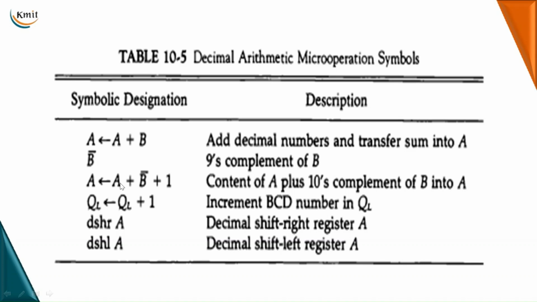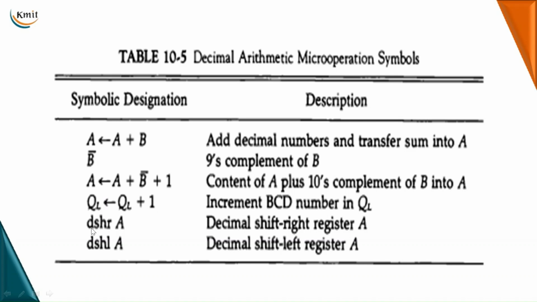So this micro operation performs an addition of the contents of the A register to the tens complement of B, and the result is transferred into A. Next is QL. QL represents the least significant digit of the contents of register Q. So QL + 1 increments the BCD number by 1, and that is again stored into QL.